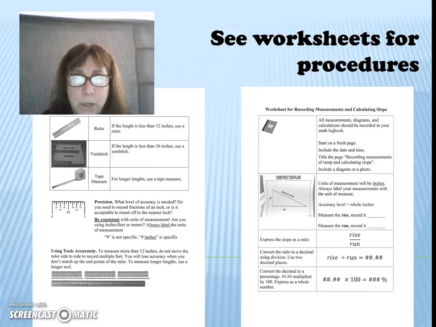We're going to take the measurements in inches, not meters. We're going to measure the rise and the run and record both of them. We'll express the slope as a ratio, a fraction, just like that. Then we're going to calculate a decimal by dividing the rise by the run. Then we're going to take the decimal and convert it to a percentage. Yesterday we reviewed fractions, decimals, and percentages and how they relate to each other.